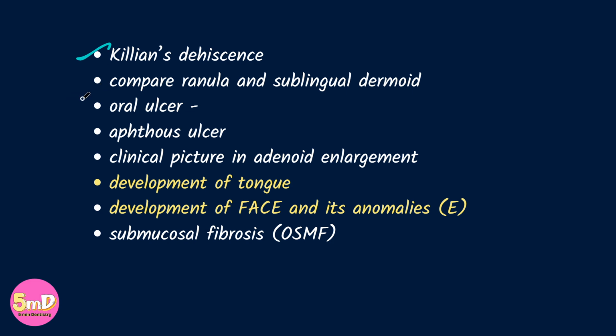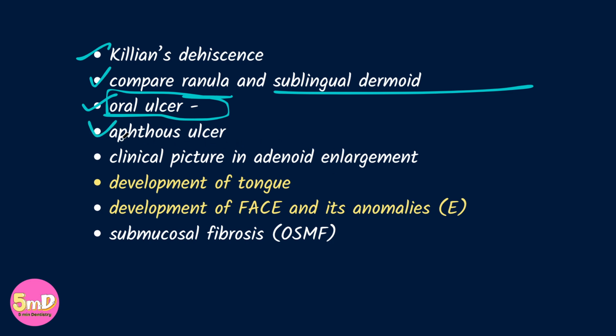Killian's dehiscence, where is it present, what is the significance of it? Comparing ranula and sublingual dermoid, how will you differentiate between both? Oral ulcers, what are the different causes for oral ulcers? How will you differentiate them? So aphthous ulcer, one of the most common oral ulcers. Clinical picture in adenoid enlargement, what you will see there, how you will diagnose it. Development of tongue, development of face, both are development related questions. Even cleft lip and cleft palate will overlap in the embryology. You should write about the development of palate and lip when talking about cleft lip and cleft palate.